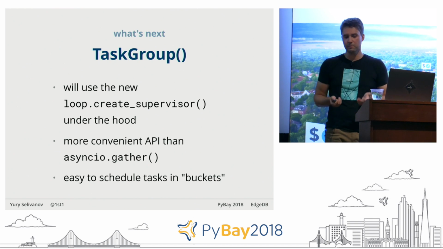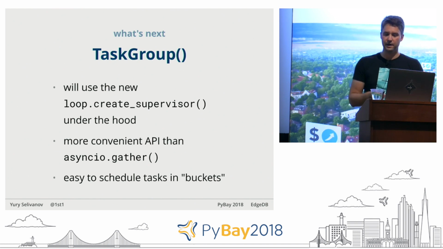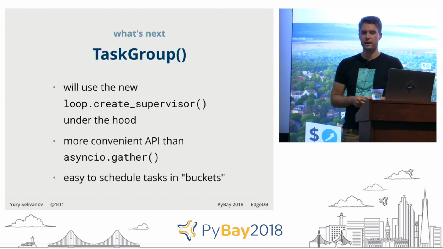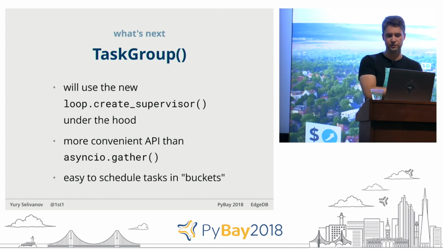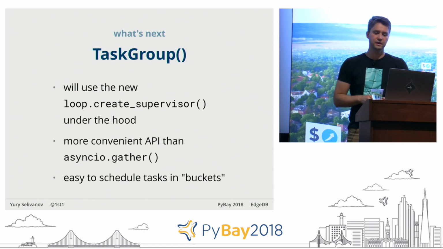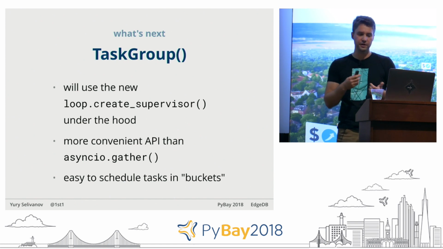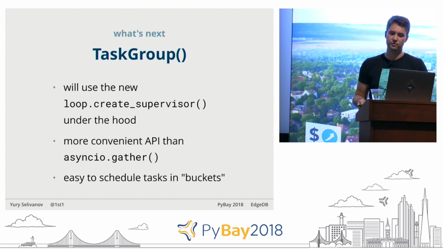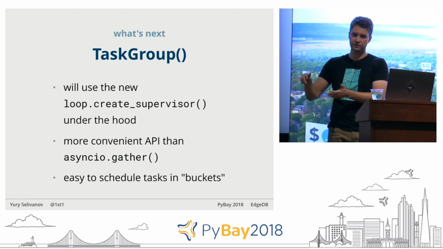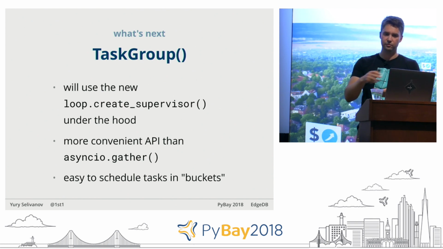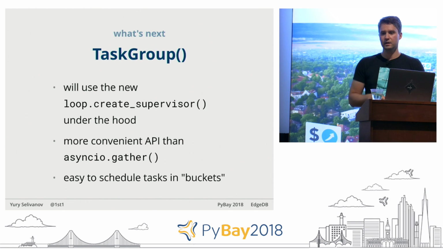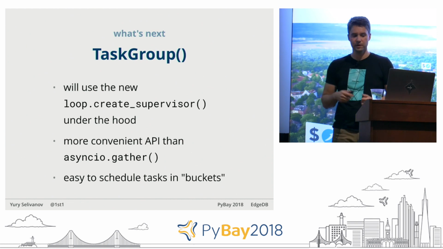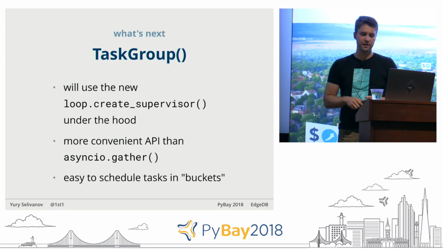So task groups probably will use the create supervisor API under the hood, and we have some ideas how to enforce correct usages of create supervisor. Like we can prohibit you to call get event loop in your low-level API, so that if you create a supervisor, you have to pass it explicitly in all your low-level code, so that it will make the resource management even simpler for you.